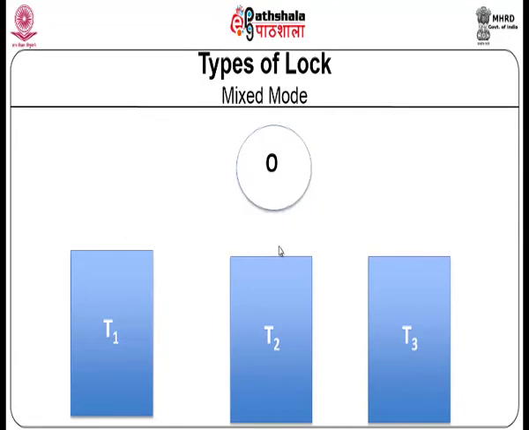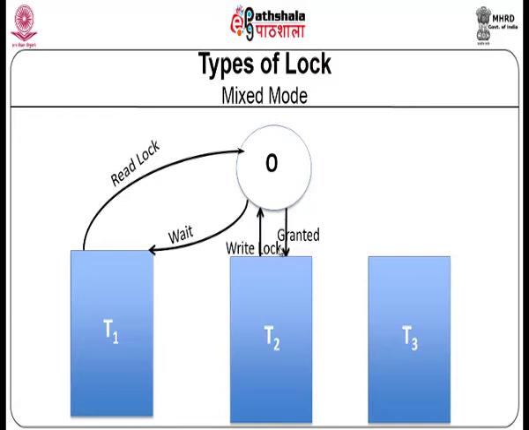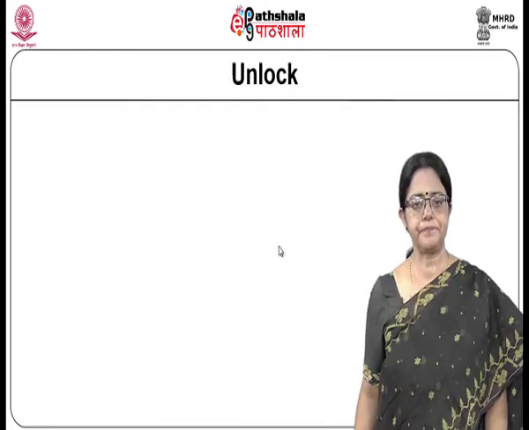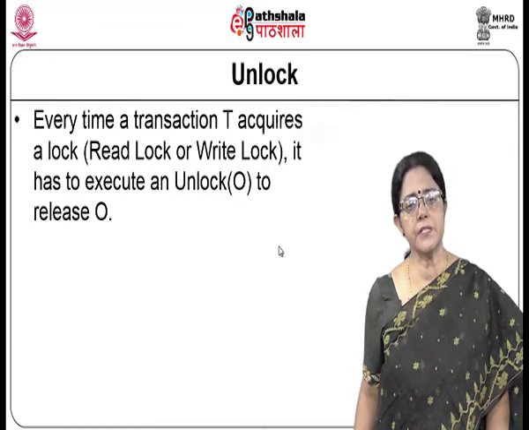Now, what happens if there are mixed modes? Let us look at this. Transaction T2 is asking for a write lock, it will be granted, of course, because this is the first time. Transaction T1 is asking for a read lock, but on top of a write nothing will be allowed, so it will be asked to wait. If transaction T3 is asking for a write lock, then also it will be asked to wait. What is the process of unlock?